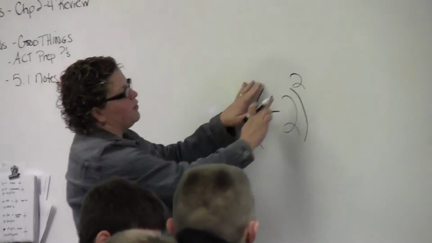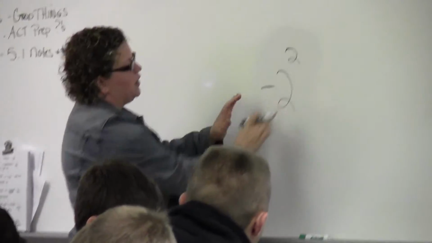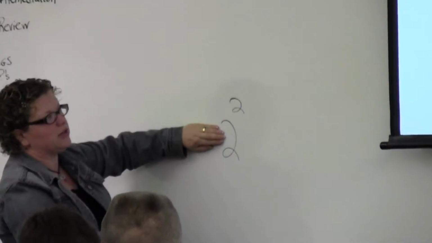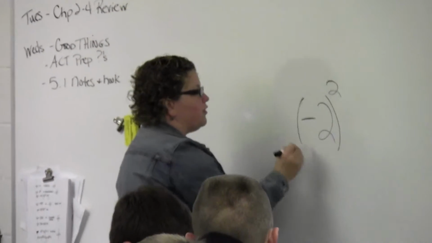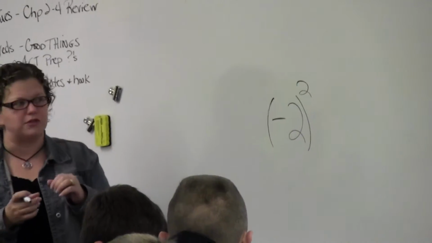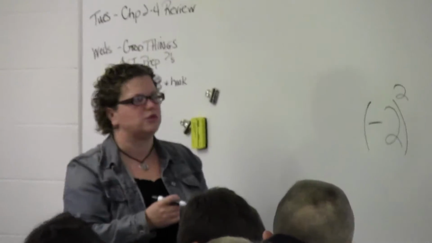Because your calculator, without the parentheses, squares the 2 and then slaps the negative out front. If you wanted to square the whole thing, you have to put the whole thing in parentheses. Otherwise, it only does the part closest to it.